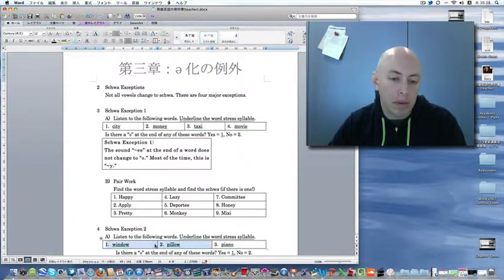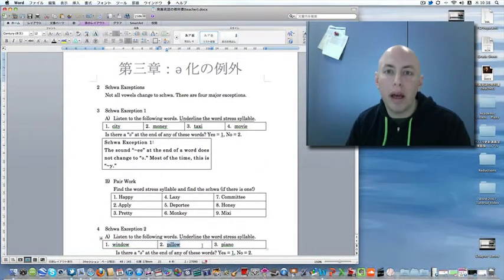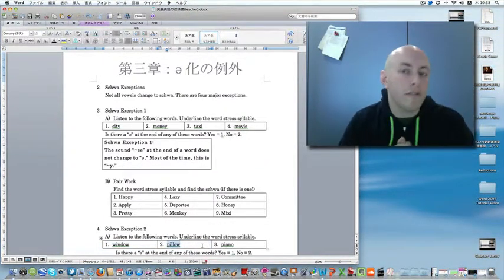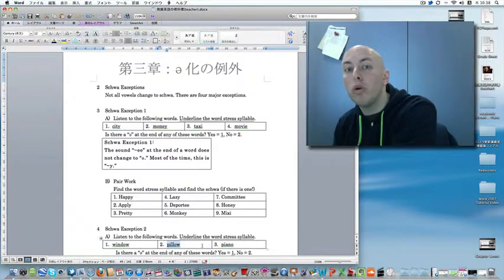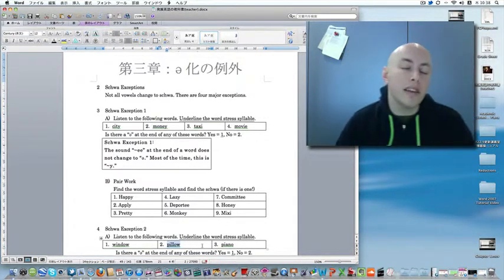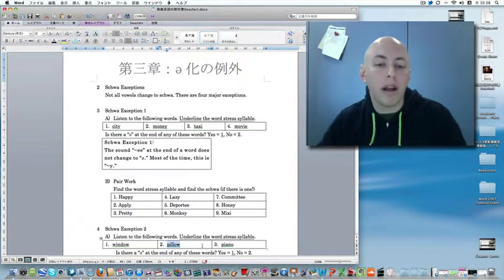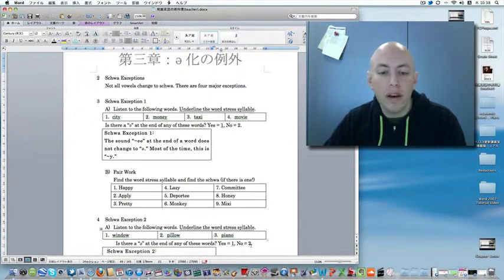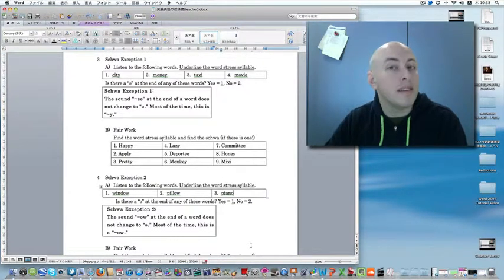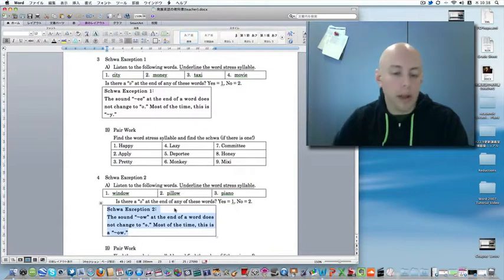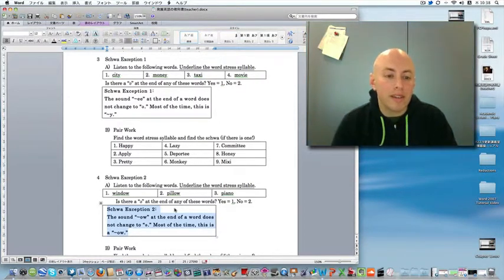The same thing will happen with the second word, pillow. The word stress is on the first syllable. So again, according to the rule I taught you the last class, this should be pilla. But it doesn't happen. The schwa does not appear in these words. What I want you to know is that this is the second schwa exception. So go ahead and write this down in your book.